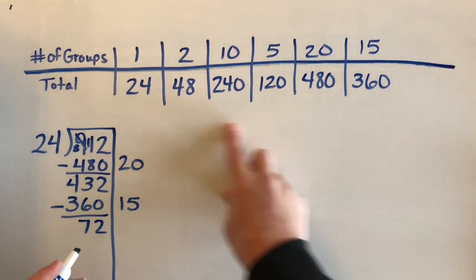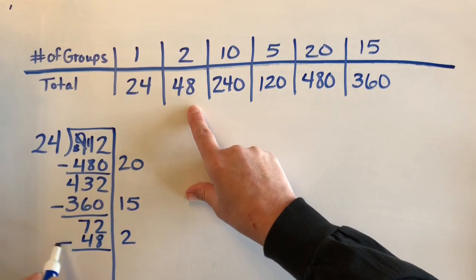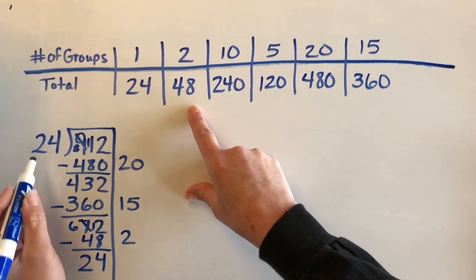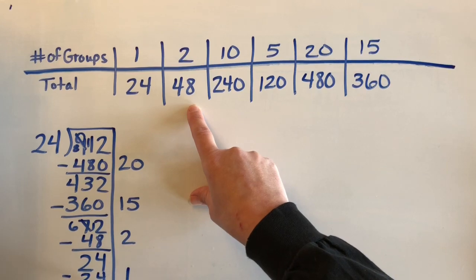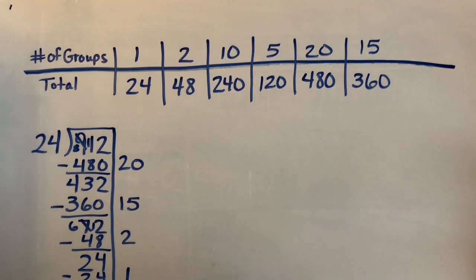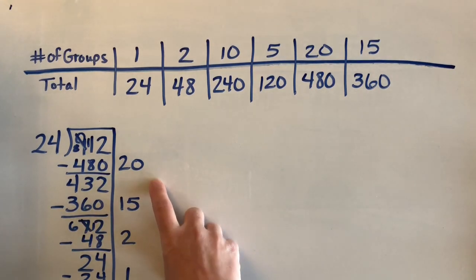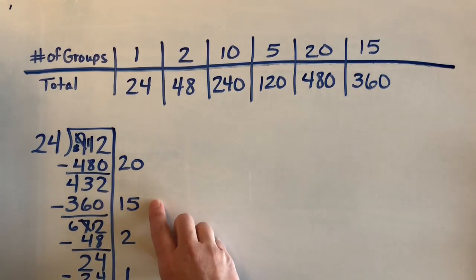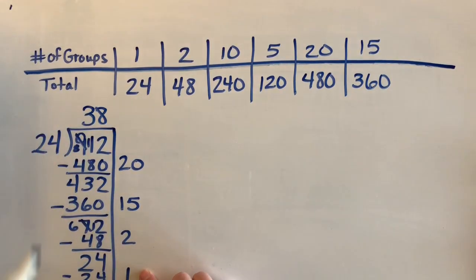So now I have 72. I'm going to go right here to 2 groups. So if I take away 48, again, if you have to borrow, you may do so. And then I have a 24 left, so that's one more group. So of course I subtract, and my remainder is 0. So then what you're going to do is you add up all of these number of groups that you had here. So 20 plus 15 plus 2 plus 1. So this is 35, 36, 37, 38. And the quotient is 38.